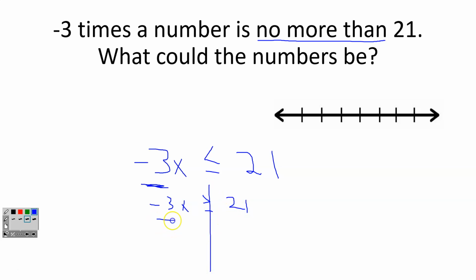We're going to divide both sides by -3. Don't forget your negative. And I end up with x has to be greater than or equal to -7. So if -7 is right here on my number line, it's greater than or equal to, so it's going to be a closed circle. And it's going to go in this direction.